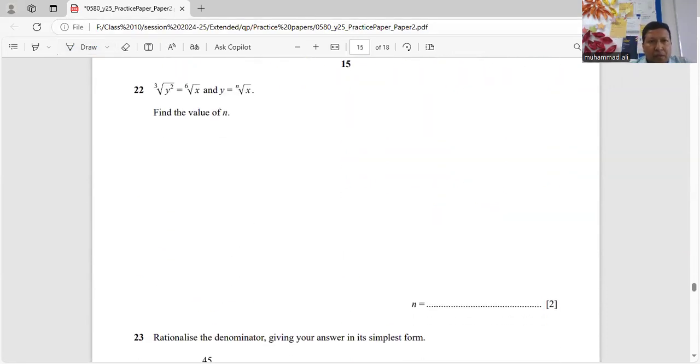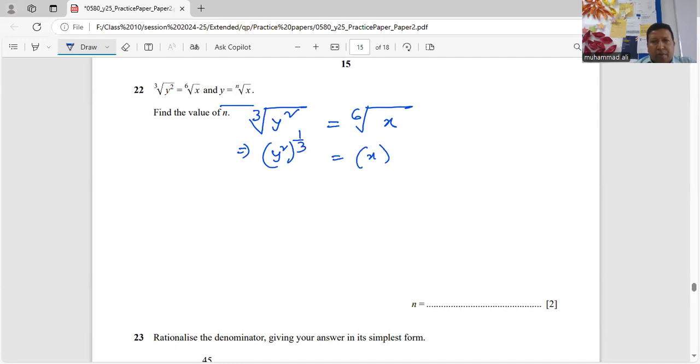Now, question number 22. Cube root of y squared equals 6th root of x, and y equals nth root of x. Find the value of n. So we can write cube root of y squared equals 6th root of x. This means y squared to the power 1 by 3 is x to the power 1 by 6. So we have to take the cube of both sides.